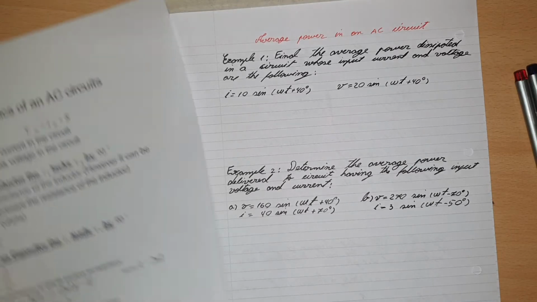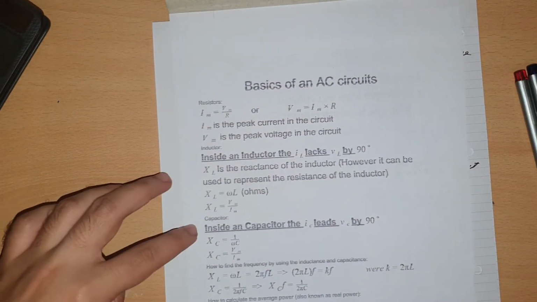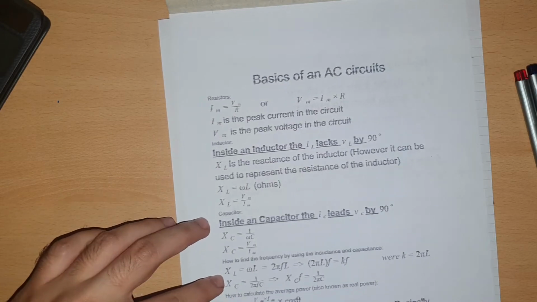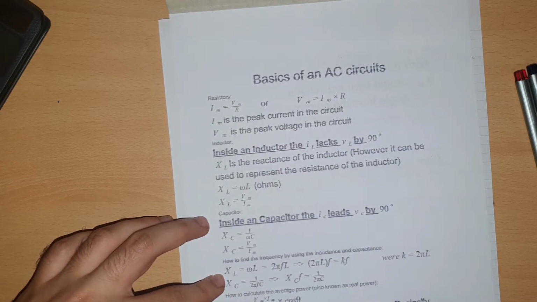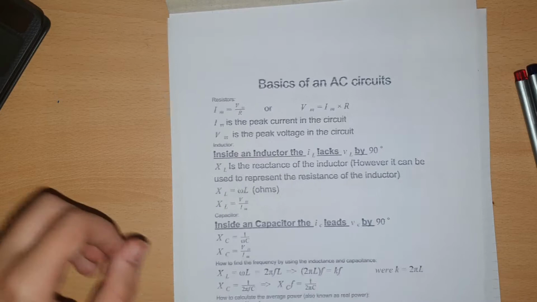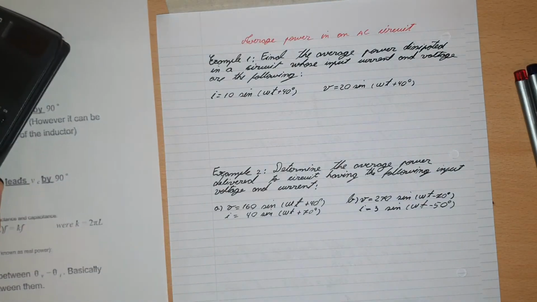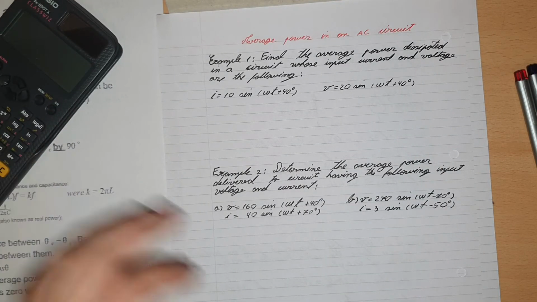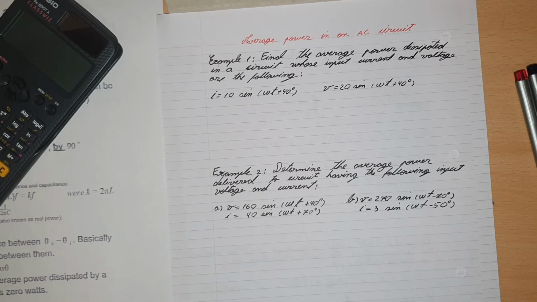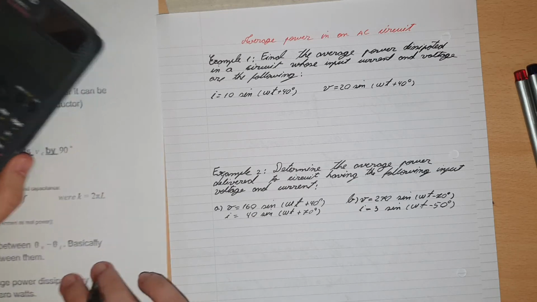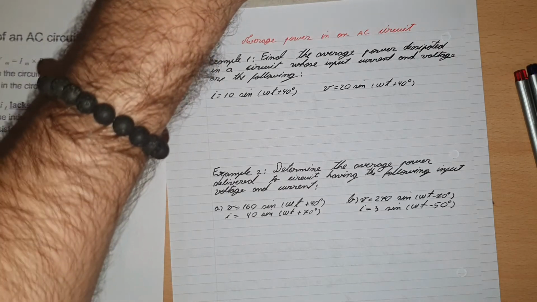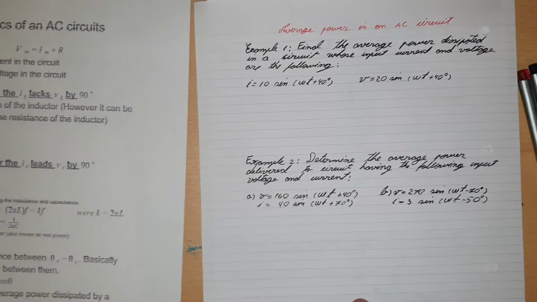Alright, so we already went over the basics of AC circuits. Now the next part of the basics is how to calculate the power. Here we have a couple of examples, and this will be quite quick, because there are multiple ways of calculating power.